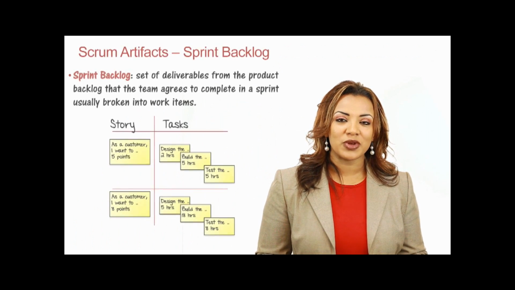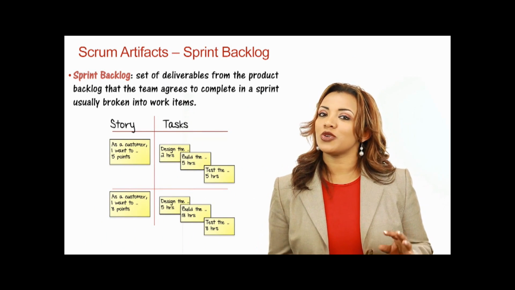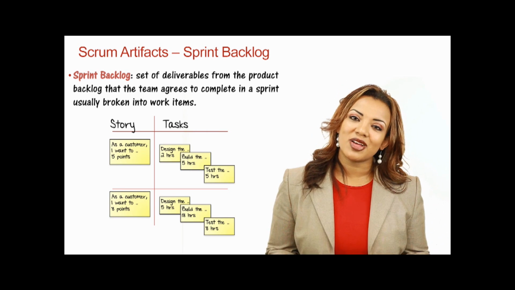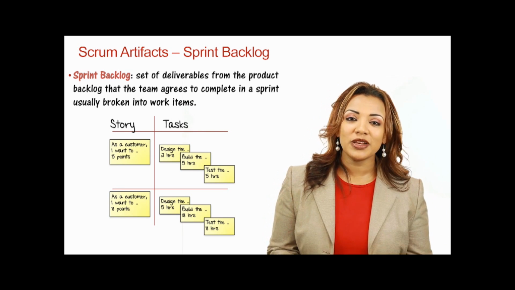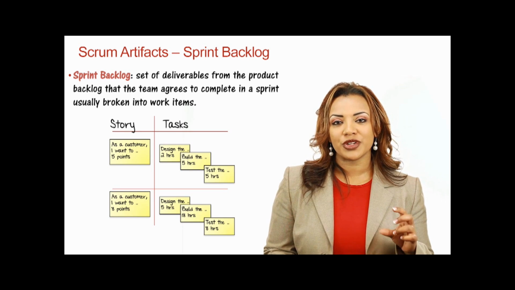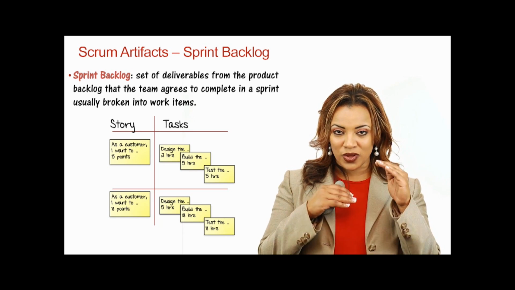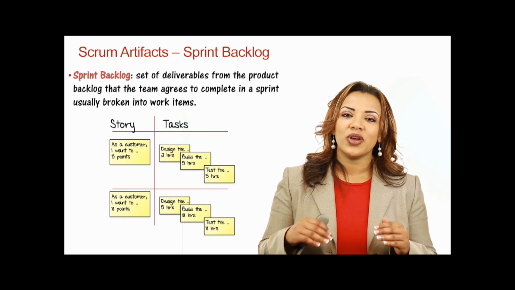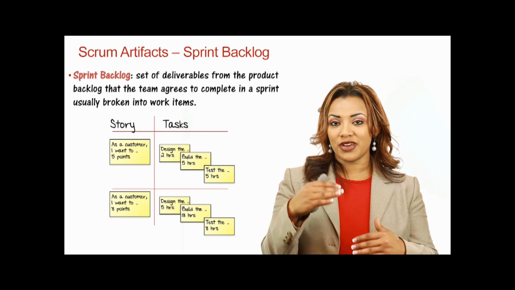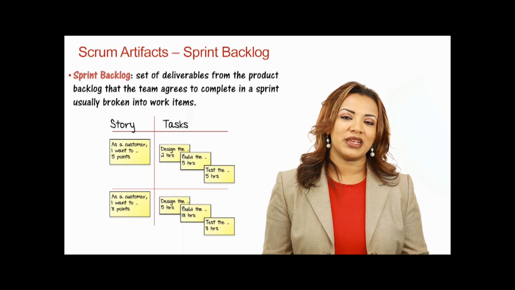The other artifact we talked about is the sprint backlog. Don't get them confused. The product backlog is everything that needs to be there for the whole release. The sprint backlog is which stories, which items need to get done within this sprint, and how are we going to break them down into tasks. So the stories and the tasks that are in that specific sprint is what makes up the sprint backlog.